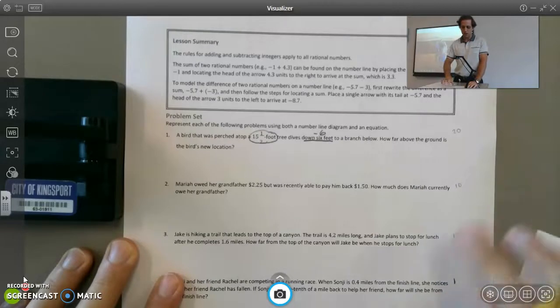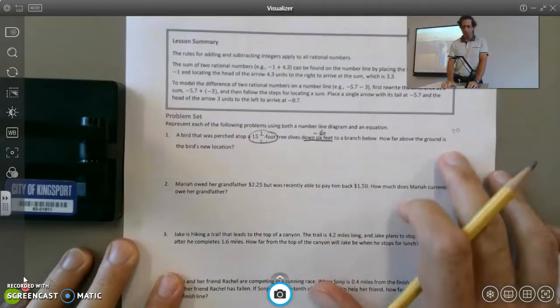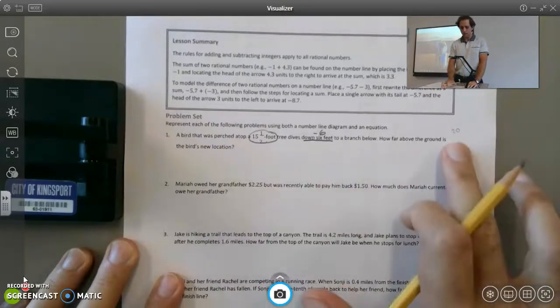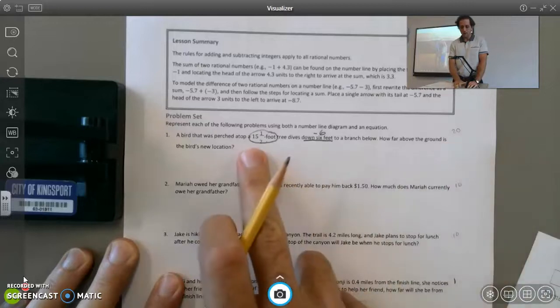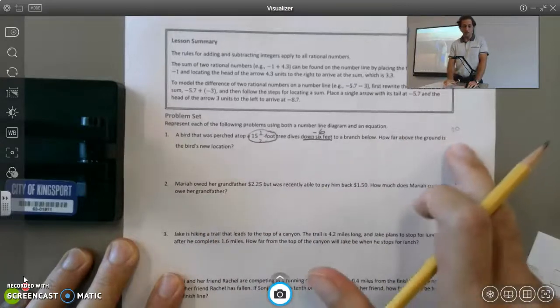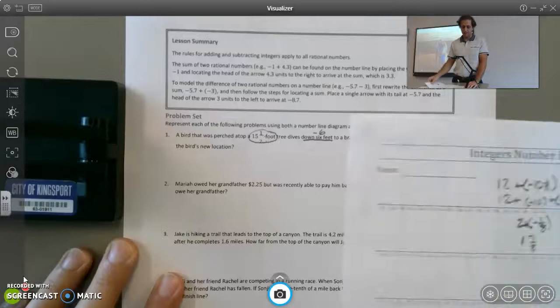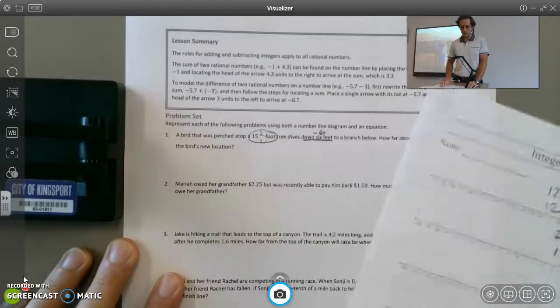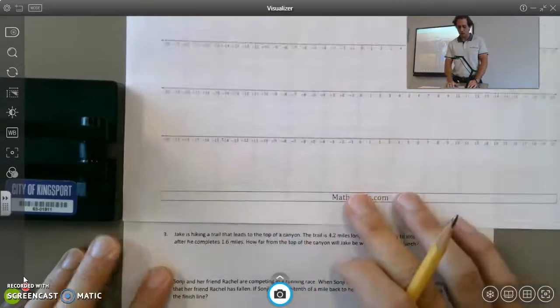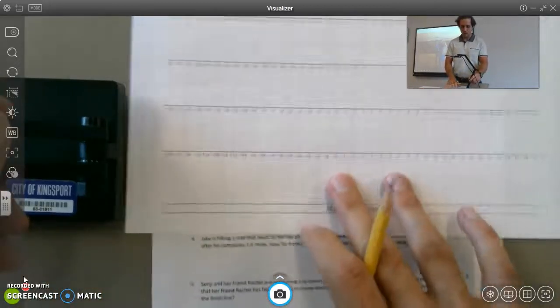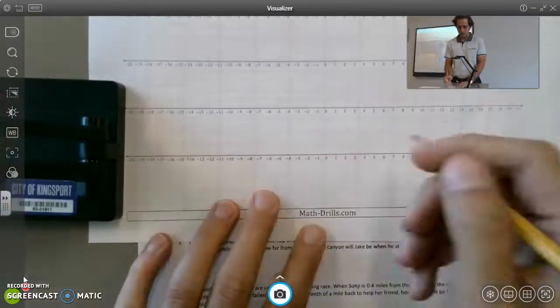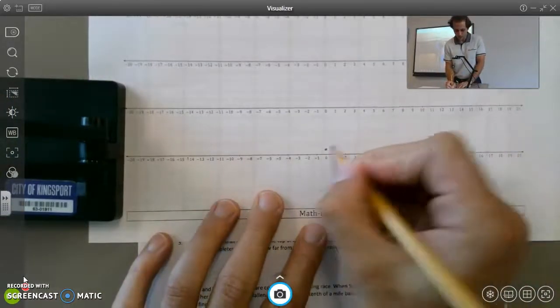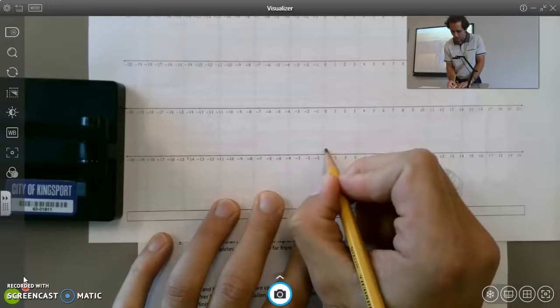So we need a number line that goes to at least 20. I went ahead and thought about this ahead of time. If I have a number like 15.5, I need to be able to go to at least 15.5, so I'm going to choose 20. So I got out my number line that goes up to 20, and we're going to go ahead and put that on here. So I'm starting at 0, and it says that he goes 15.5 feet.